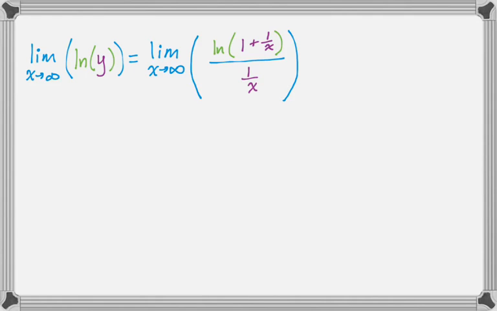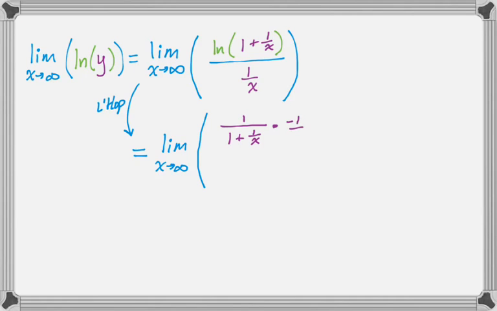Okay, so this is what we had. And now I know that I have 0 over 0 on the right-hand side, so I'm going to use L'Hopital's rule on that. So it's the limit as x approaches infinity of, the derivative of the top is 1 over u, where u is 1 plus 1 over x, so 1 over u, times the derivative of u, which is negative 1 over x squared. It's easiest if you make that x to the negative 1 and then just power rule it. And then all of that is over the derivative of the bottom, which is negative 1 over x squared.